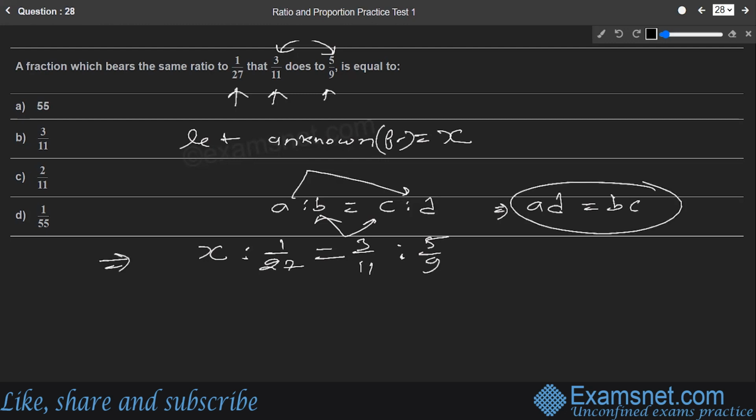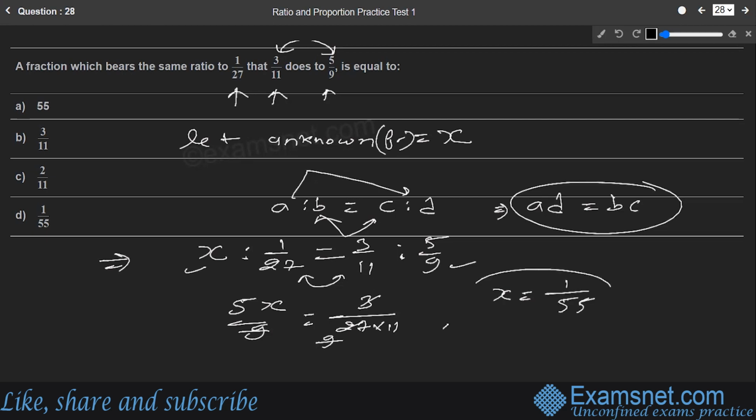So similar to the situation in front of us, the outer numbers are x and 5 by 9. Inner numbers are 1 by 27 and 3 by 11. So the product of outer terms, that is 5x by 9, is equal to the product of inner terms, that is 3 by 27 into 11. So we can solve this. 3 can cancel 27 by 9. This 9 can be cancelled from both the sides. So ultimately, if we solve this equation, the x value is coming out to be 1 by 55. So that is the right answer. The fraction 1 by 55 bears the same ratio to 1 by 27 that 3 by 11 bears to 5 by 9. So the right answer is 1 by 55, available in option D.